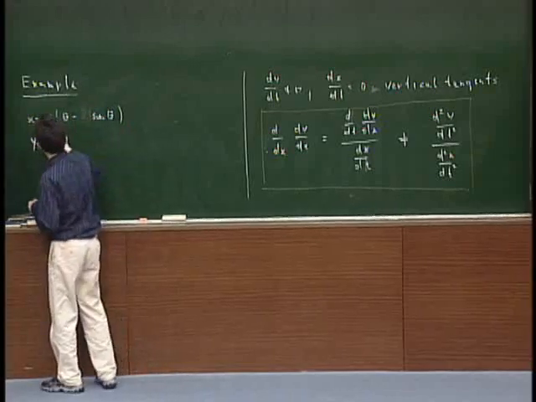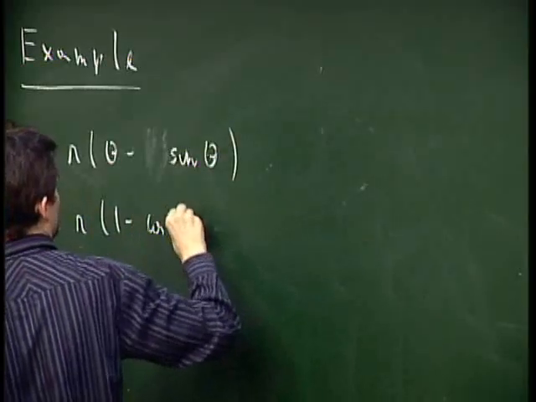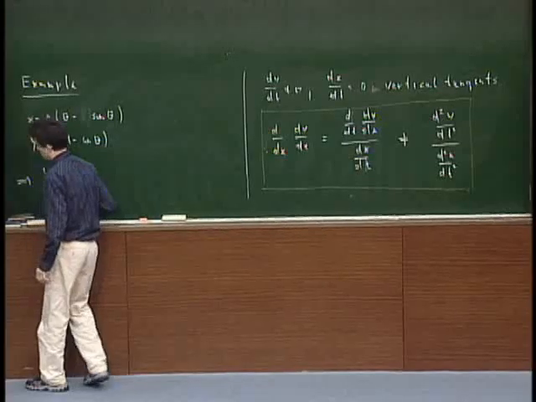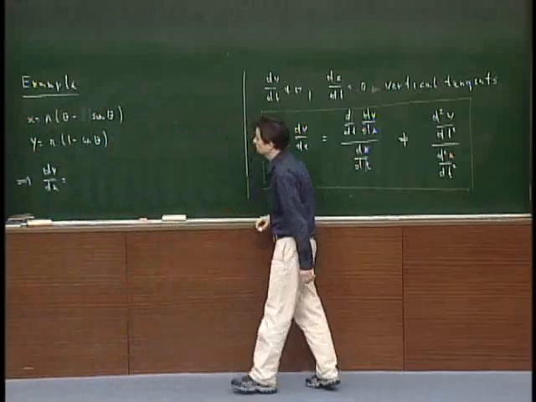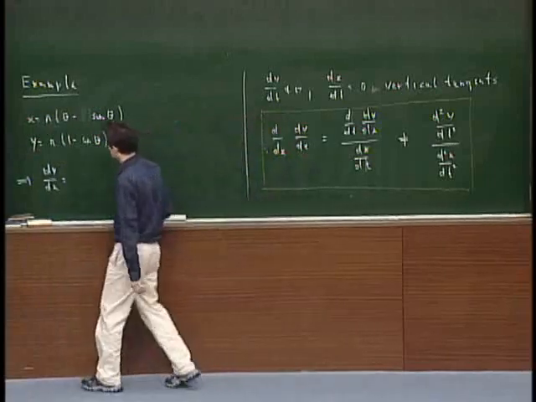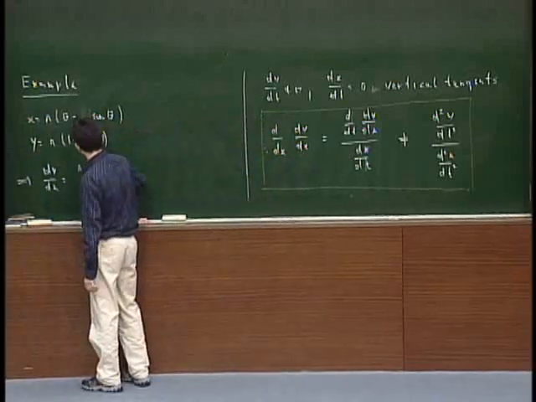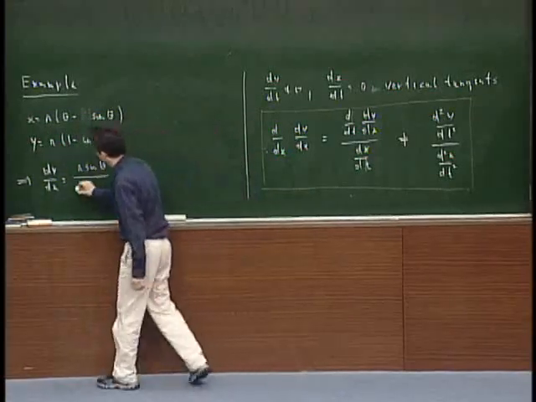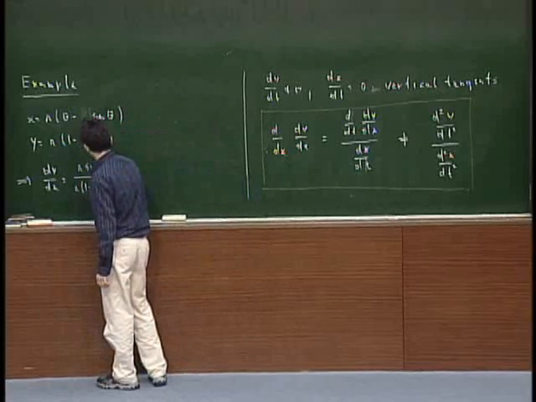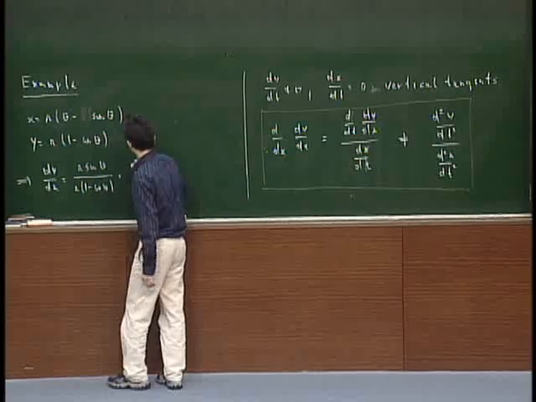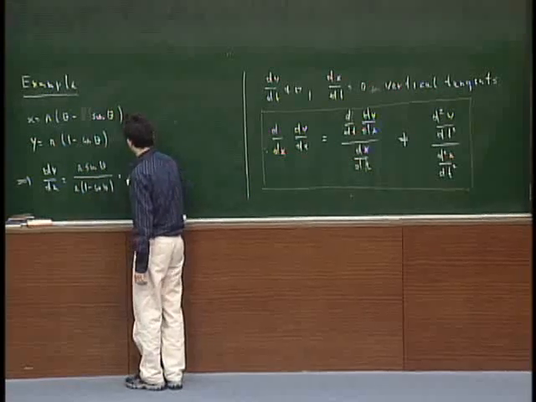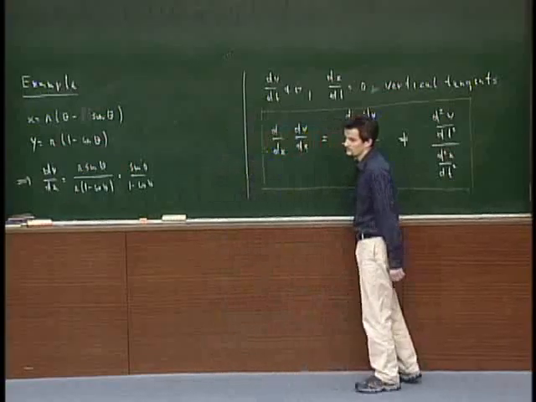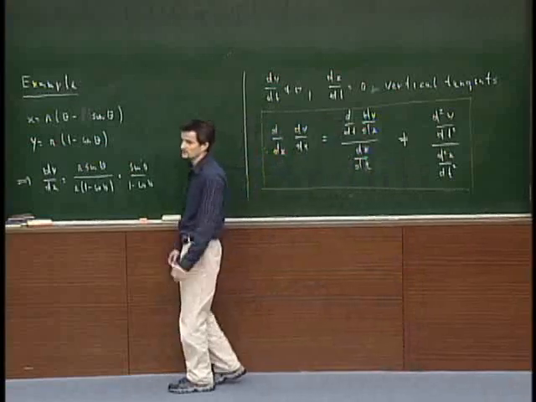And y is equal to r times 1 minus the cosine of theta. The derivative is equal to, using the formula we just saw, r times the sine of theta over r times 1 minus the cosine of theta. So what you get is sine of theta over 1 minus cosine of theta. Okay, so this is the derivative of the parametric curve.